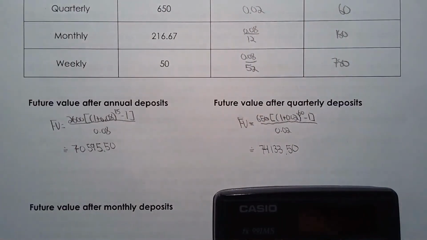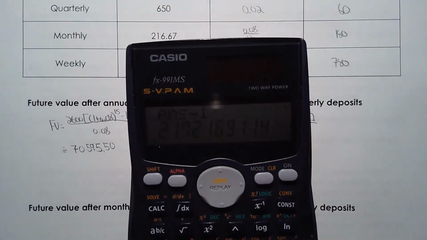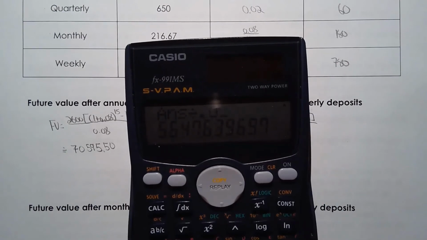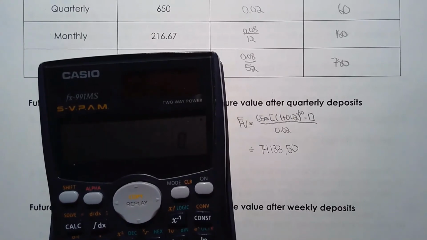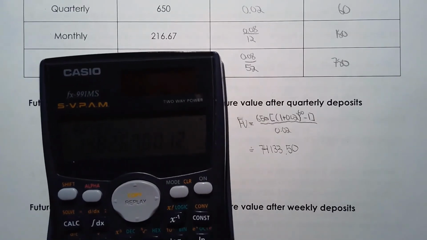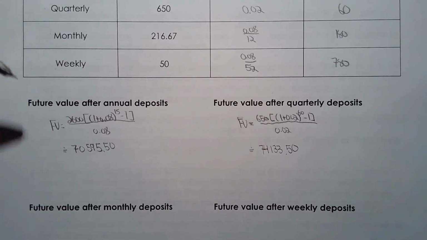Ooh, but if you do it quarterly, you get $74,133.50. Let me just quickly check. I feel like I did a typo here. No, that's what it is. Let's try here. No. All right, it is what it is. Okay, so is that what you expected?